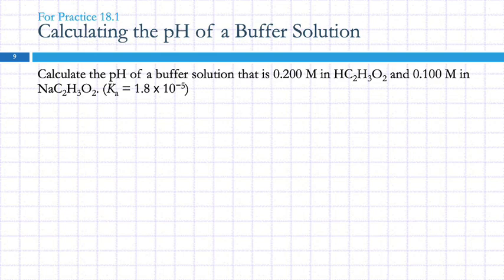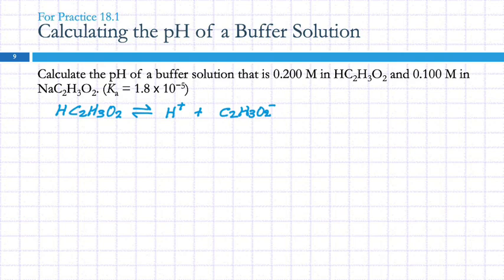So let's calculate the pH of a buffer solution that's 0.2 molar acetic acid and 0.1 molar sodium acetate, and we're given the acid ionization constant. So we want to write the equation for the ionization of acetic acid. So we've got HC2H3O2, and we're going to do the short way by not showing the water in there. Gives us hydrogen ion and C2H3O2, and acetate ion.